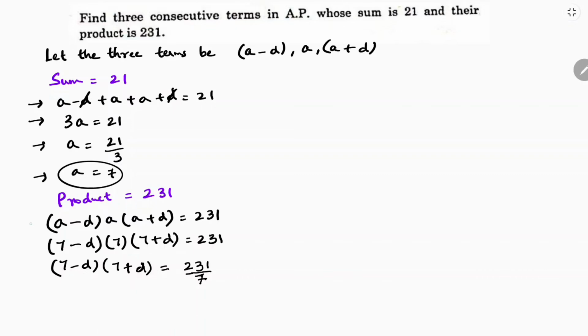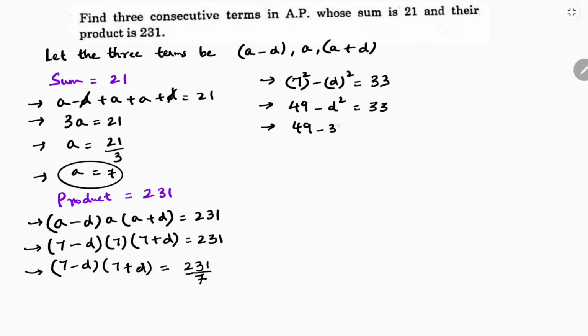Now here, if you see this, it is a minus b into a plus b, so a square minus b square: 7 square minus d square equals 231 by 7. 7 times 3 is 21, again 2 is left, 7 times 3 is 21, so it's 33. Now 7 square is 49 minus d square is 33. So 49 minus 33 equals d square. 49 minus 33 is 16.